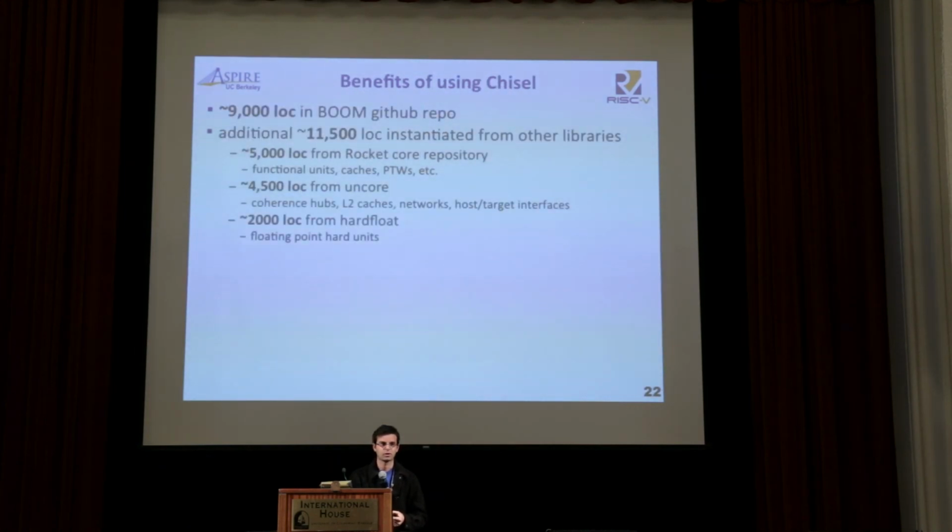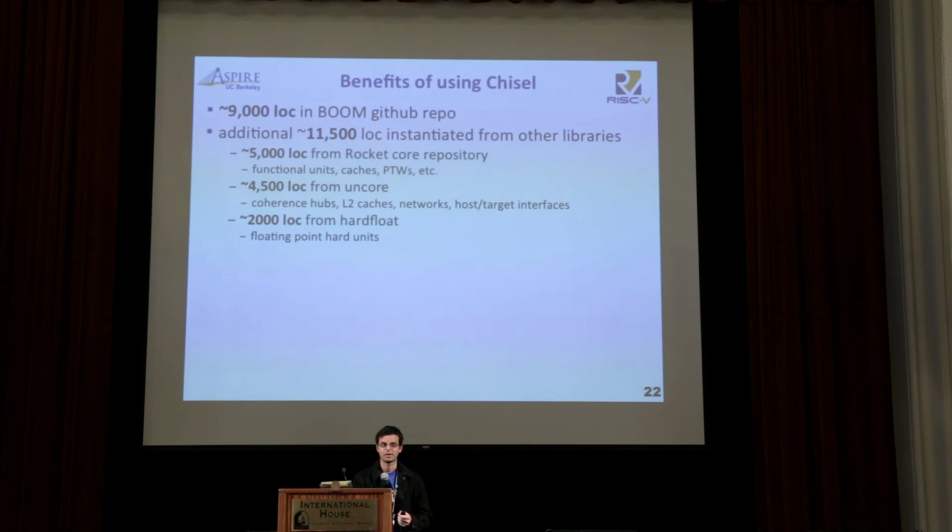And what's really neat is that this took 9,000 lines of code in the Boom repository, and there's an additional 11,500 lines that I'm taking from other people. So that's function units, caches, page table walkers, coherent stuff, floating point. It's a lot of stuff that I get to use. So 9,000 lines of code, I've heard somewhere before that about 10,000, 15,000 is what you can hold in your head as a single programmer.